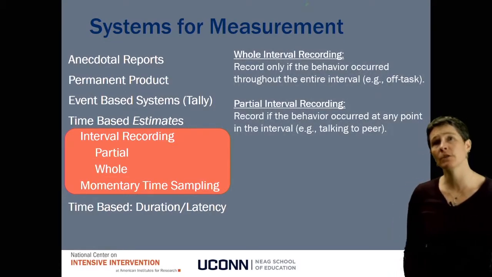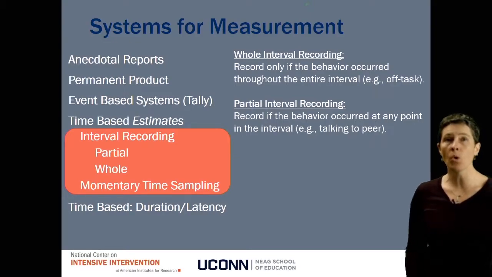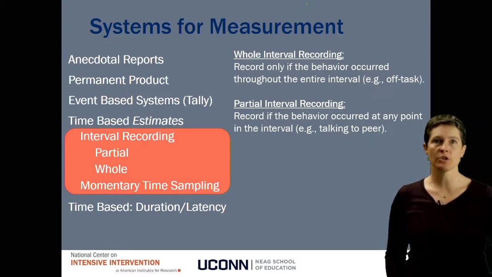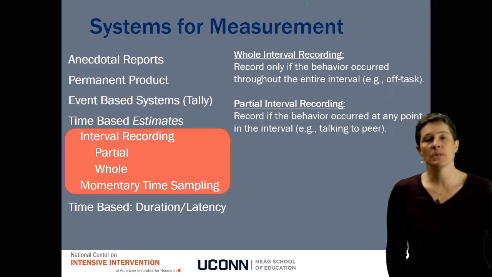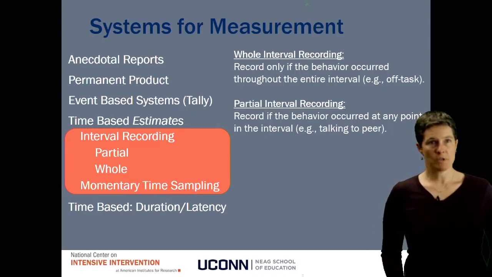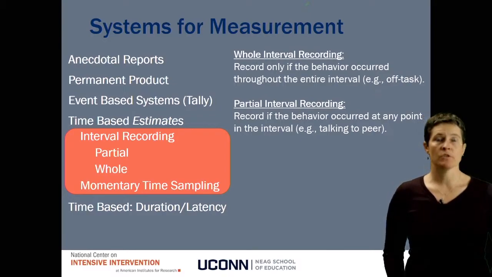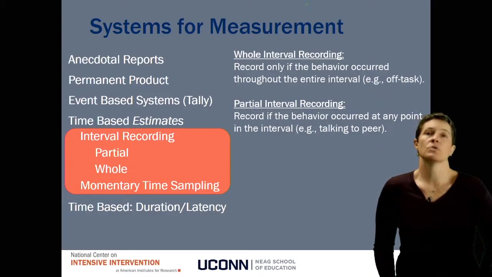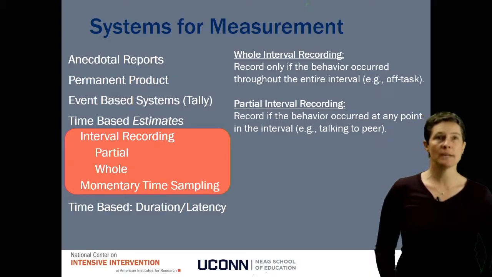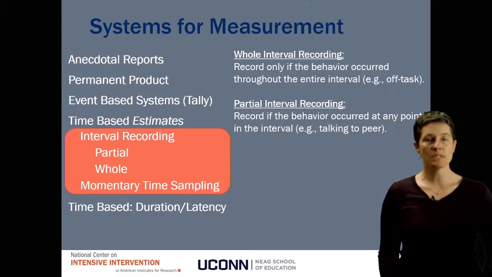So we can do interval recording in two different ways. We can do whole interval recording, or we can do partial interval recording. To do interval recording, we need to take our observation period and break it up into intervals. So if you're going to observe for 15 or 20 minutes, you might select 1-minute intervals or 30-second intervals or 2-minute intervals, depending on how precise you need to be.